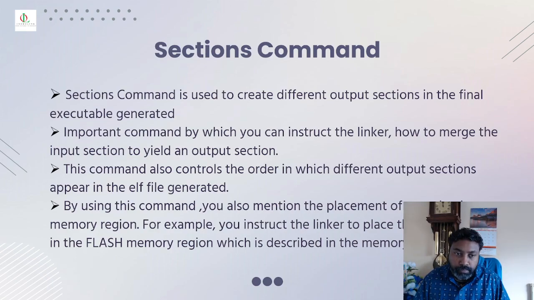This command also controls the order in which different output sections are stored in the vector placement tables, as you learned. The first one will be the main stack pointer, then the data, then .bss, .text, and so forth. By using this command, you also mention the placement of a section in a memory region. For example, you instruct the linker to place the .text section in the flash memory described in the MEMORY command.